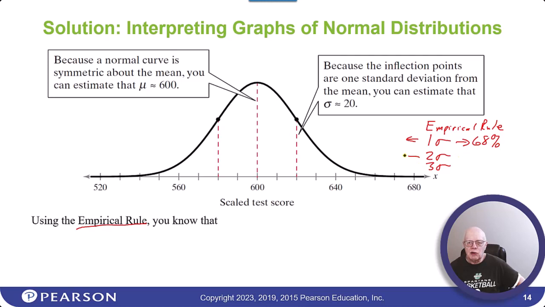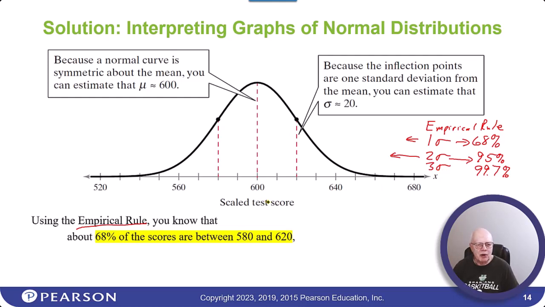What about 2 standard deviations both ways? And that would cover about 95% of the data. And 3 standard deviations, this one's a little bit harder maybe to remember, but it covers almost everything. There are almost no data items beyond 3 standard deviations in either direction.